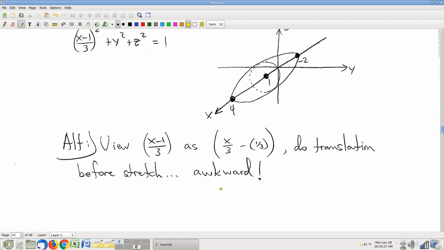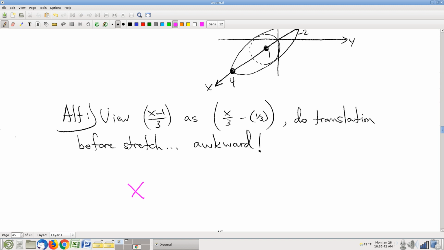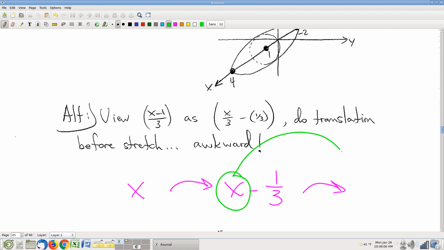Here's an alternate thing that you could have done, and this would have been perfectly fine, but I think harder. Algebraically, notice that that's equal to that. Nothing happened. But you can view this then as a succession of edits in the other order. If you replace x with x minus a third, have that be your first step, so a translation by 1/3 in the x direction. And then after that, replace x with x over 3.